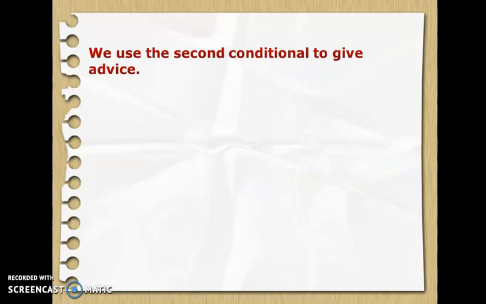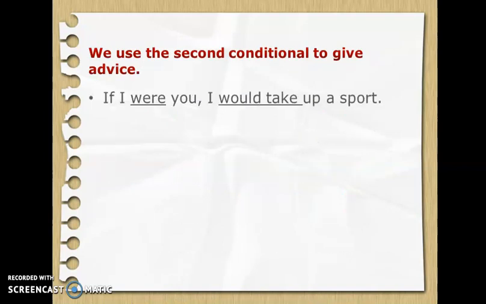We also use second conditional to give advice. If I were you, I would take up a sport. You will be wondering why we use were after I. Isn't it I was? But because we are using second conditional in a sentence to indicate that it is just advice, it doesn't happen. We are only imagining a situation, so you have to use were.